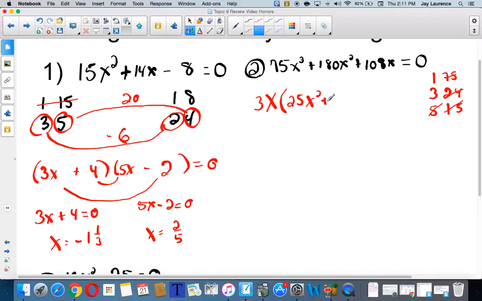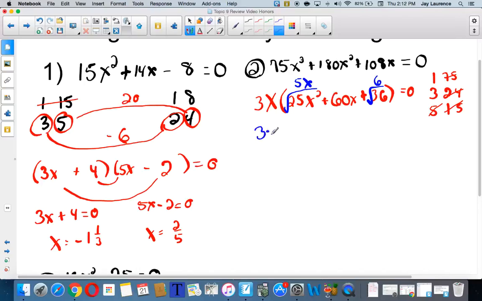Now, that'll be a plus 60x, right? And then plus, let's see, 108. If I had 3 going into 108, 3 times 36, I'm thinking. All right, so now I check A and C, and they're both perfect squares, right? That doesn't mean that it'll factor, but I'm going to check. The square root would be 5x, and here will be 6. If I multiply those two together and double it, I get 60x. So this is going to factor really nice.